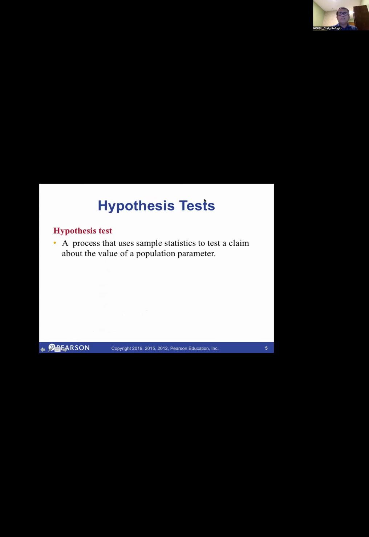So we have this official definition. We look into hypothesis test as a term in hypothesis testing. And what is a hypothesis test? From the slide that you are seeing, a process that uses sample statistics to test a claim about the value of a population parameter. So it is a process of using sample data or sample statistics to test a claim about the value of a population parameter. So our claim is all about the population parameter.